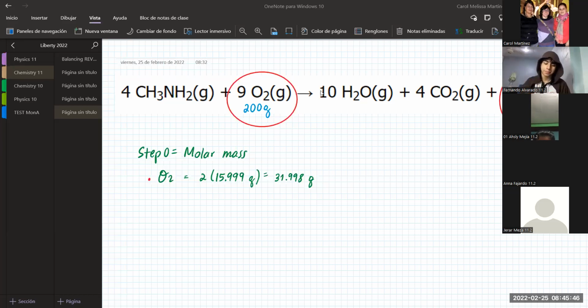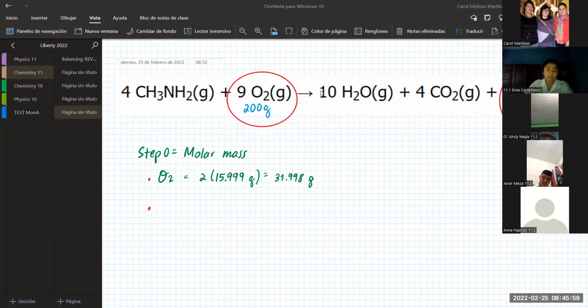Now, what is the other molar mass that we need? What is the other substance that is involved in the reaction, in the known and unknown? Nitrogen. And nitrogen is a diatomic molecule, so it is N2. So 2 times the mass of nitrogen. The mass of nitrogen is 14 point something, 006.